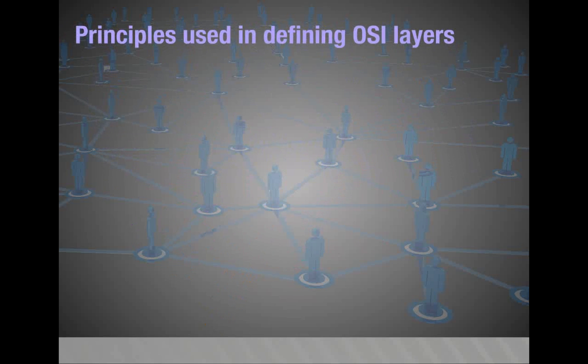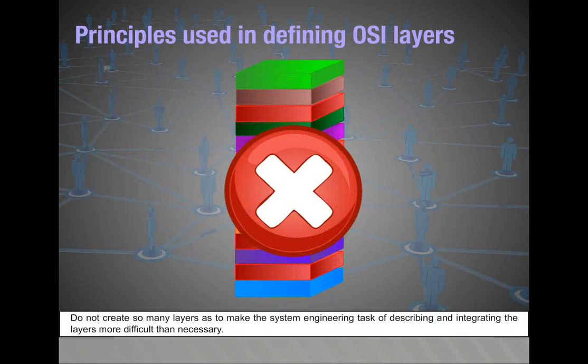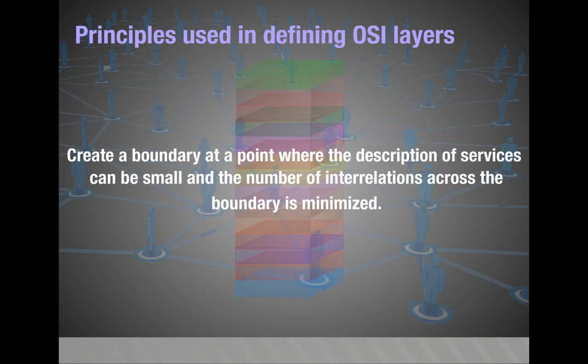Principles used in defining OSI layers. Do not create so many layers as to make the system engineering and the task of describing and integrating the layers more difficult than necessary. Create a boundary at a point where the description of services can be small and the number of interrelations across the boundary is minimized.